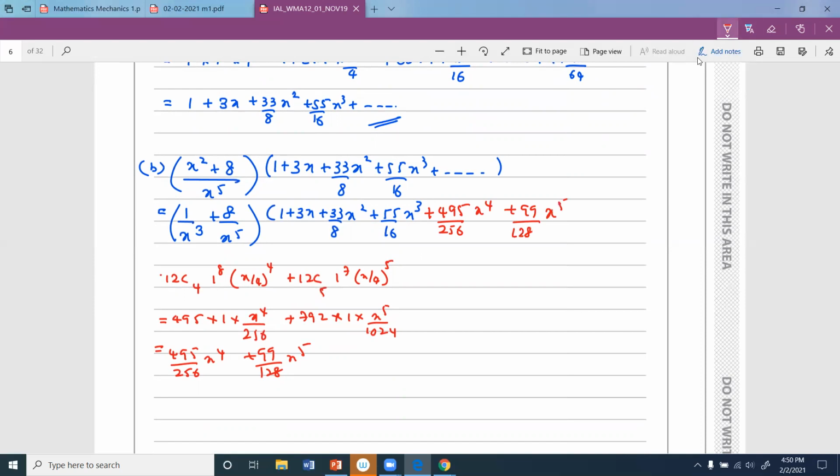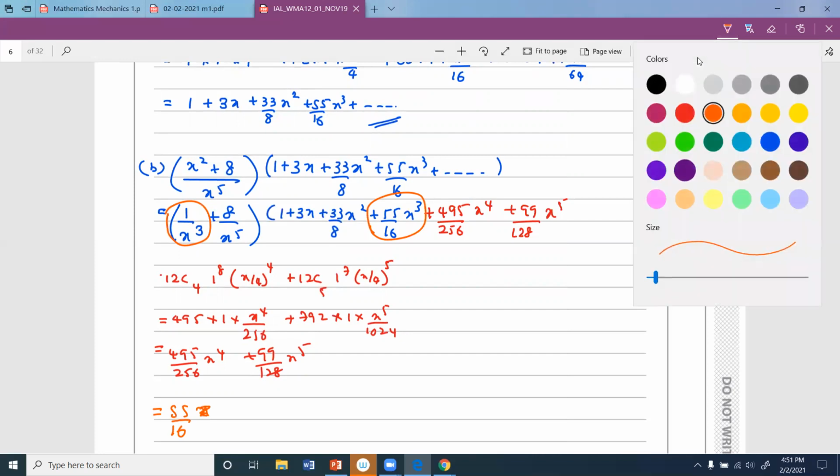Now see whether this term works with this term. I just use a different color. If I expand this one with this one, what do you get? This x to the power 3 cancels with this 1 over x to the power 3 and forms the factor 55 over 16. Sorry, a term independent of x, because x to the power 3 cancels with x to the power 3.